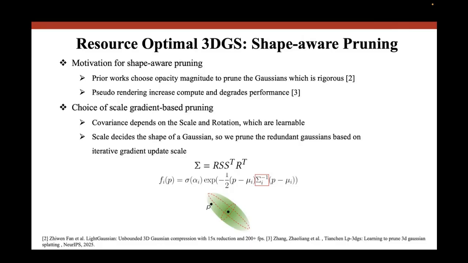Considering these challenges of prior works, we choose scale gradient based pruning. For this purpose, we first observe that the Gaussian formation is mainly dependent on the covariance, which involves scale and rotation, the learnable parameters. So scale decides the shape of the Gaussian. We prune the redundant Gaussians based on the iterative gradient update of the scale. We choose scale as a pruning threshold to prune the redundant Gaussians without any significant drop in the performance.